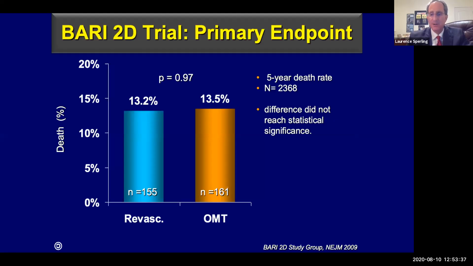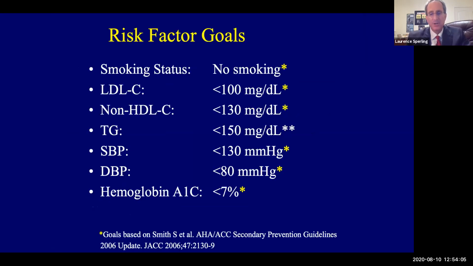I was an investigator in Berry 2D. If you're not familiar with Berry 2D, this was a randomized controlled clinical trial looking at diabetics with obstructive coronary disease. They were randomized to revascularization at the discretion of their clinician with optimal medical and lifestyle therapy versus OMT and lifestyle therapy. And after 5 years, there was no mortality difference in this population. Next slide.